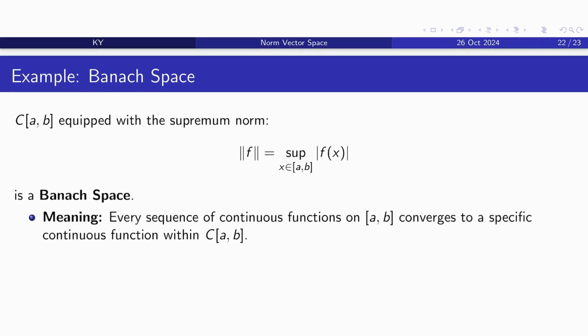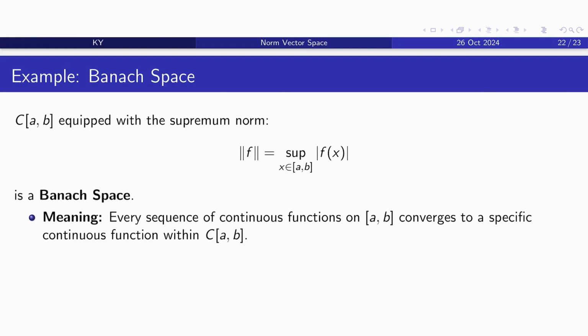I cannot show you the proof of that because it's going to be very long, but what it means is that every sequence of continuous functions on the interval [a, b] converges to a specific continuous function within the same space.